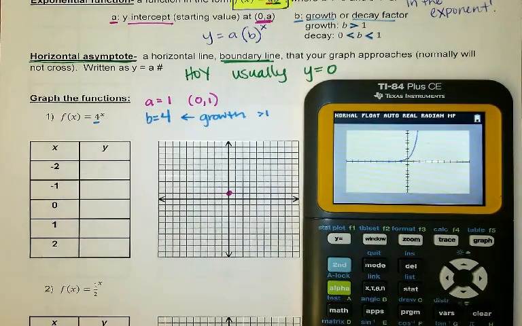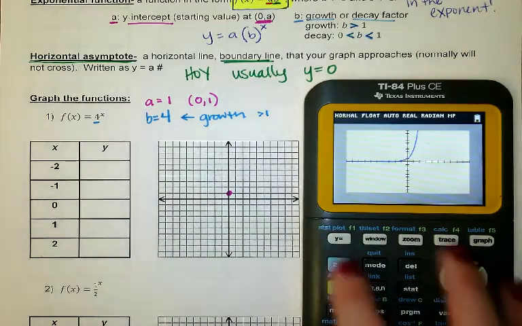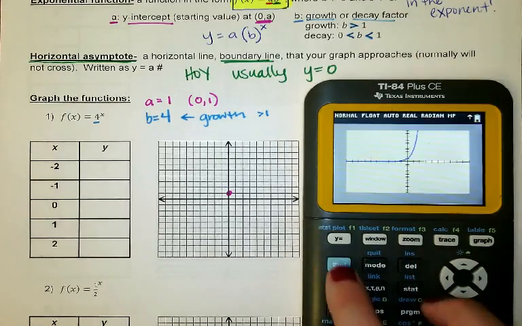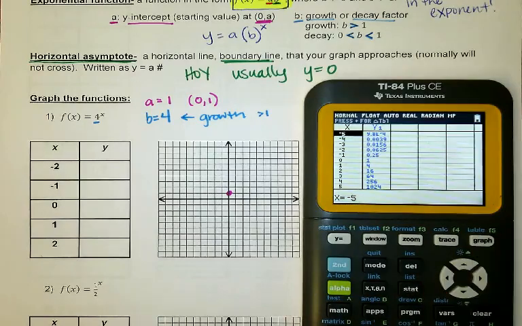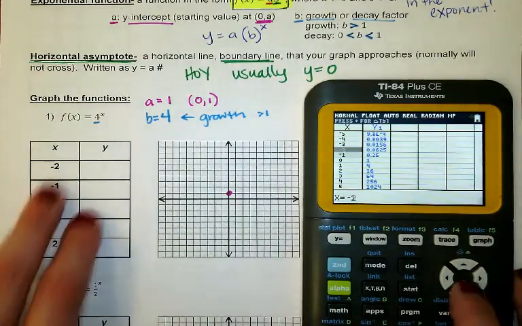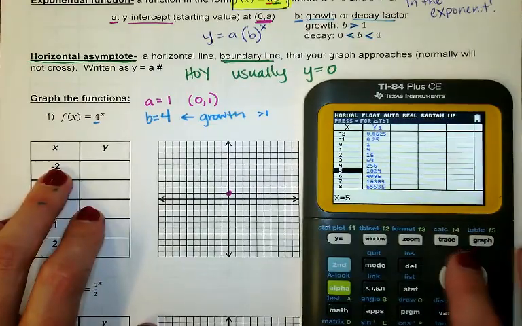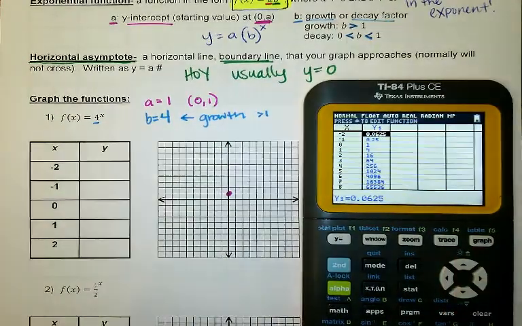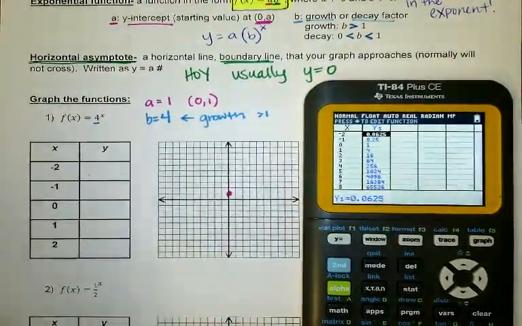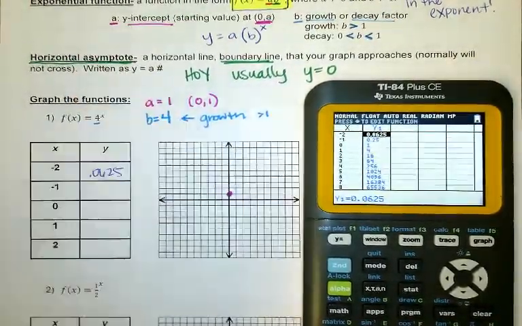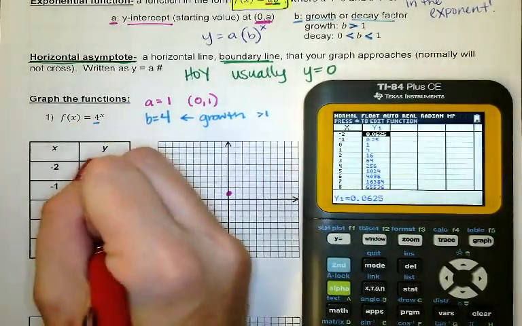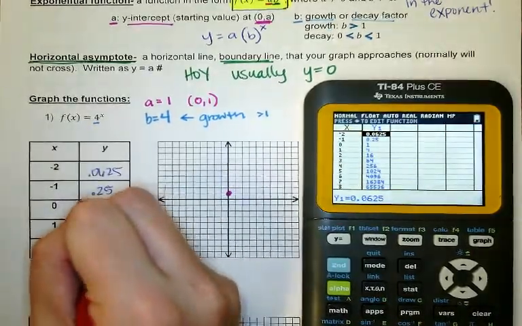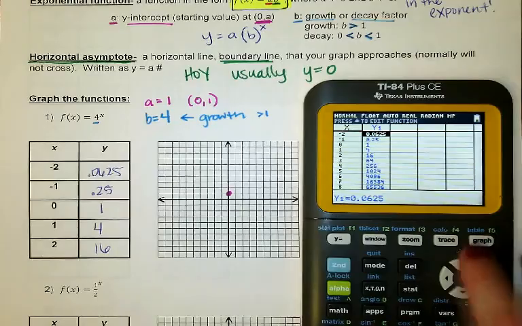Okay? Now, what I want to do is, guys, I want to actually see what my values are. So I'm going to go to my table. How do you get your table? You do second graph, because table is in those little blue words right above graph, so you have to hit second first. We have all these table values. I'm going to fill in this table over here on the left, and we have -2, 0.0625, -1, 0.25, 0, 1, 1, 4, and 2, 16.